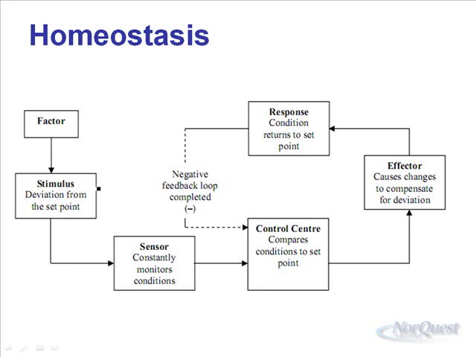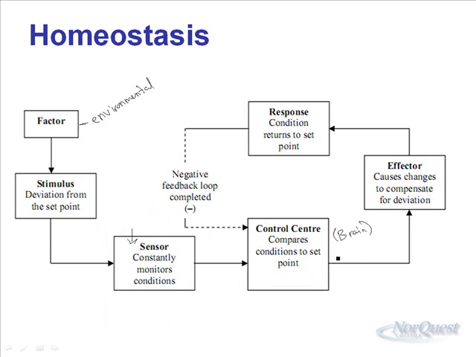So there's some outside factor. So something's happened. So this is a factor. It's an environmental factor, and it could be an internal or an external factor. It creates some kind of stimulus, some kind of deviation from a set point. There's usually some kind of sensor. It could be sensory nerves. It could be, say, your stomach. Your stomach senses when it's empty. It sends that information back to a control center, which is usually the brain.